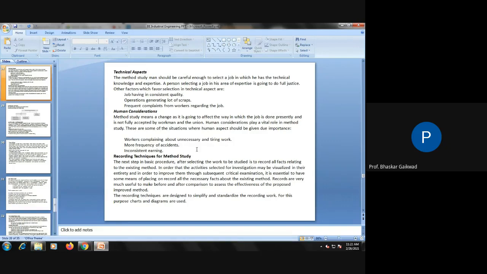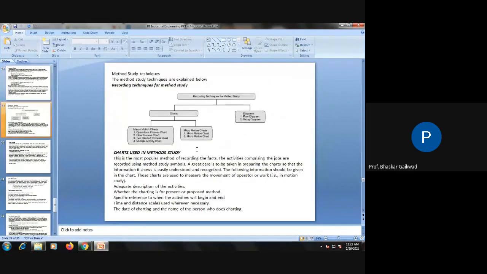The process chart, flow process chart, two-handed process chart, multiple activity chart, and flow diagram and string diagram. These two diagrams are used for recording purposes in method study. If you see the right side, there are two diagrams, flow diagram and string diagram. These diagrams are only used for transportation purposes, meaning how material is moving from the stores to the processing unit, and what the movement of the worker is from one place to the next.